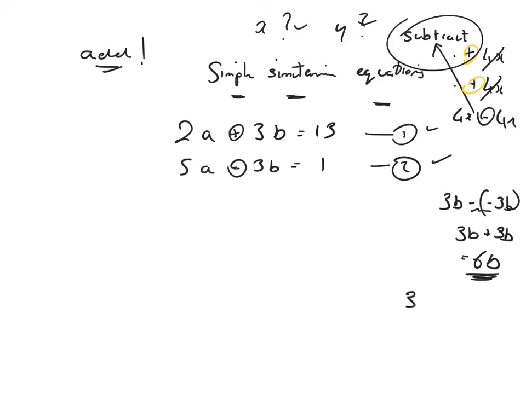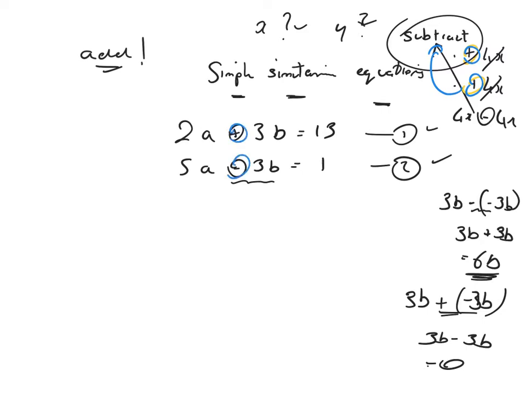Add will definitely work. So I've got 3b and I want to add on minus 3b. Well, the plus minus beside each other becomes a minus. That's 3b minus 3b, and that's 0, which has eliminated the b's. So the rule that we take from that is if we've got two pluses and we want to eliminate, we would subtract. But if we've got a plus and a minus, i.e. the signs are different, and we want to eliminate, this time we would definitely add. So we're going to add equation 1 and equation 2.